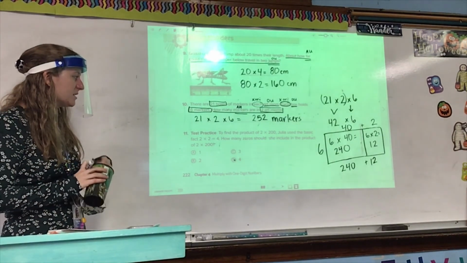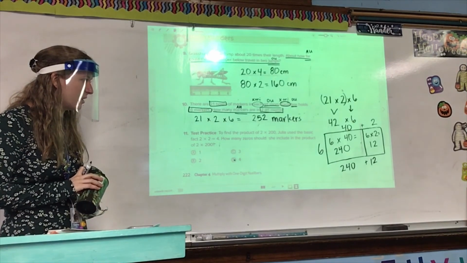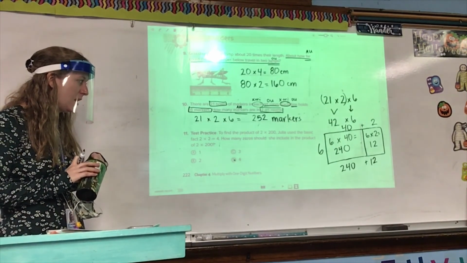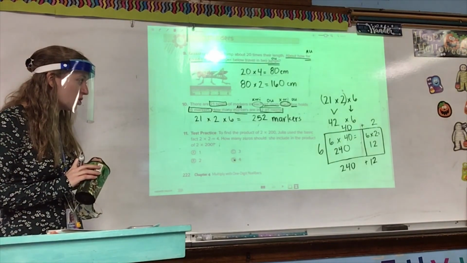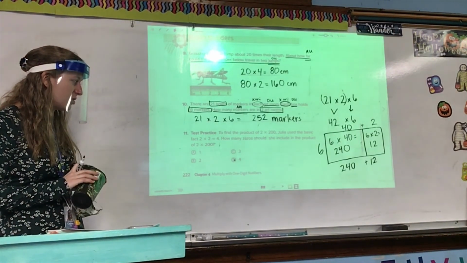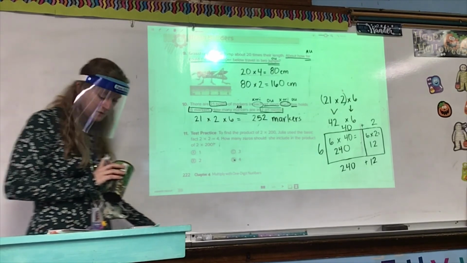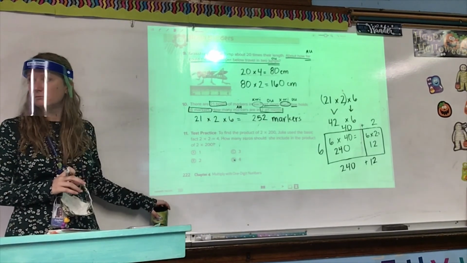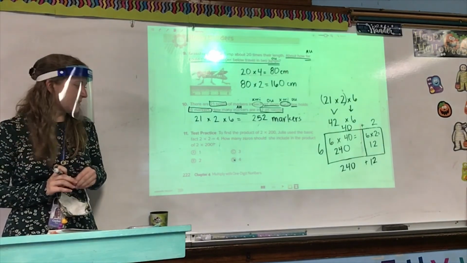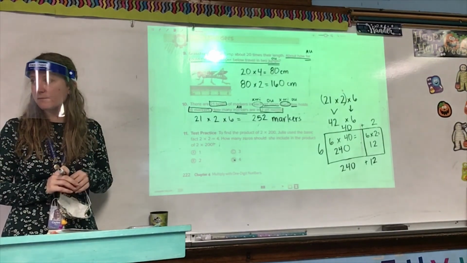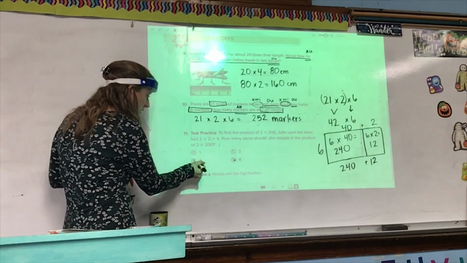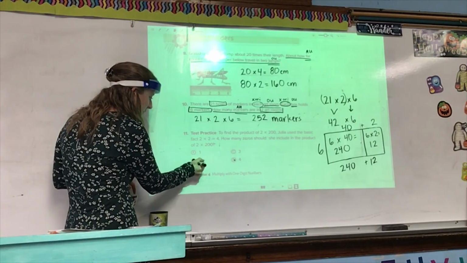Okay, number 11, to find the product of 2 times 200, Julia used the basic fact 2 times 2 equals 4. How many zeros should she include in the product of 2 times 200? Victoria. What's the answer? Don't forget to tell me the letter and the answer. B, 2. Because she used basic facts and patterns.